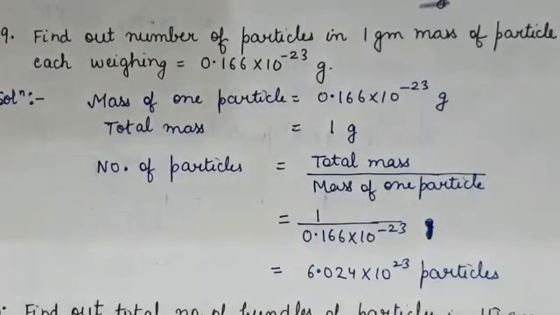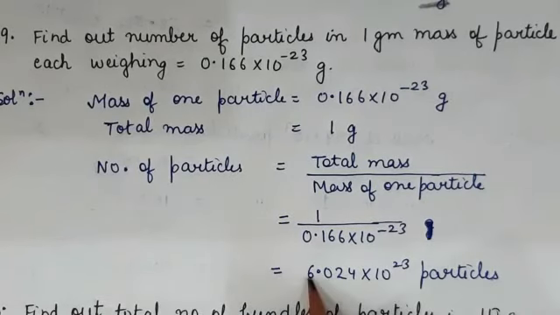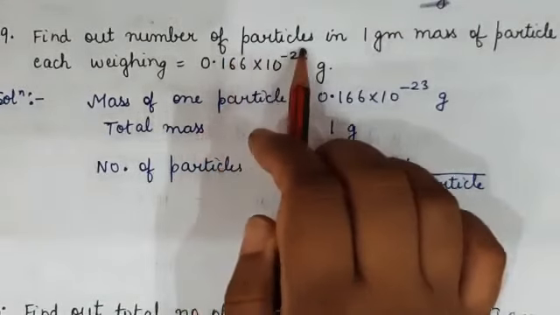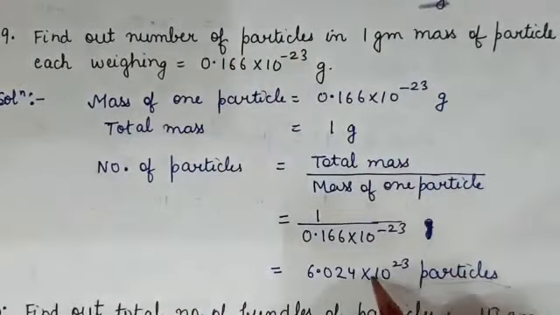Next question, question number 9. This is the solution. And the answer is 6.024 into 10 to the power 23 particles. Because the answer is asked in particles. Find out the number of particles. So this much number of particles is present. Okay students?